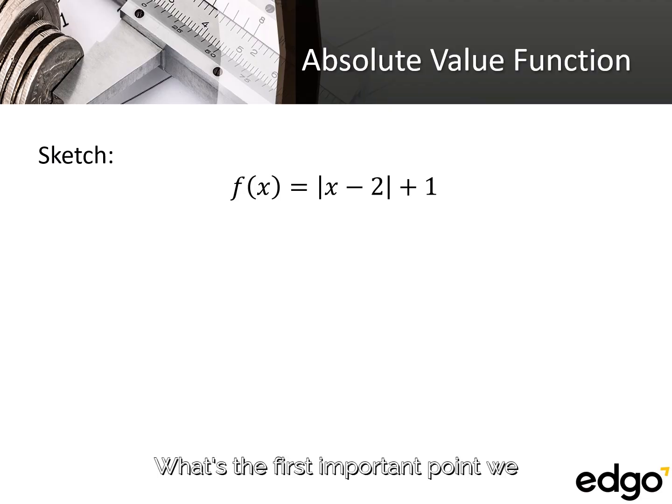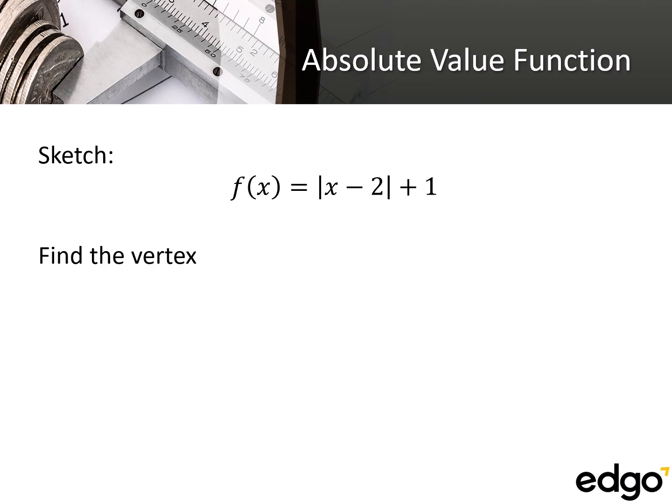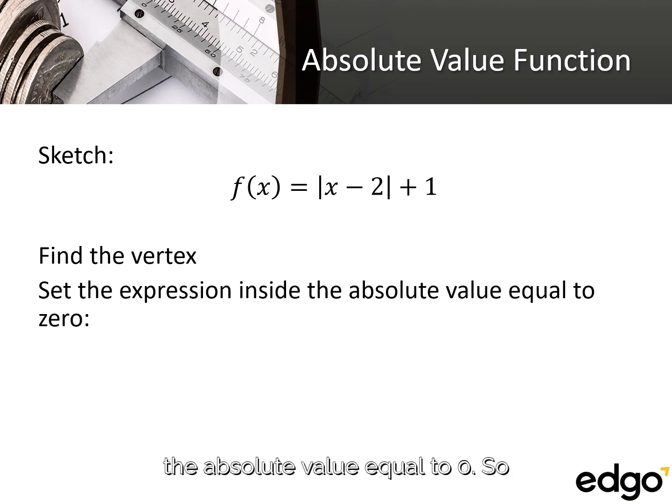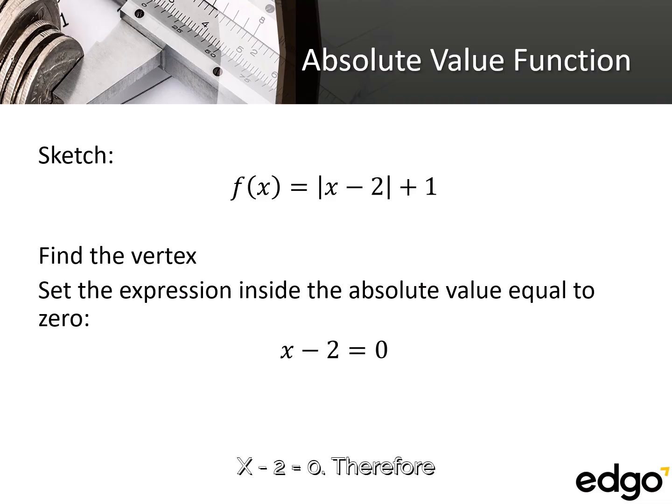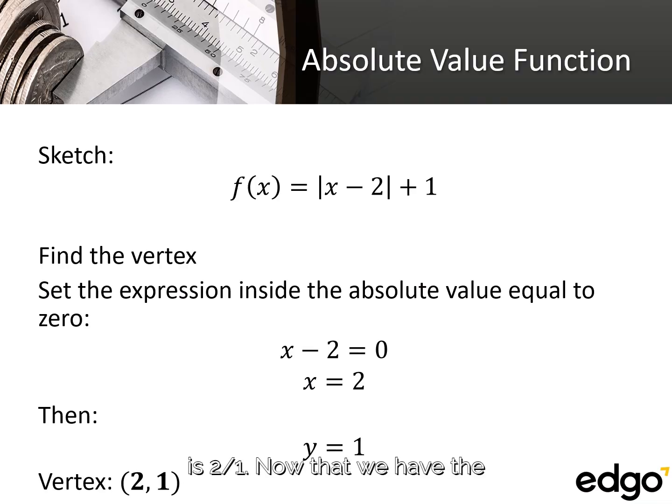What's the first important point we should look for? The vertex. To find it, we set the expression inside the absolute value equal to 0. So x minus 2 equals 0. Therefore, x equals 2. Then y equals 1. So the vertex is (2, 1).